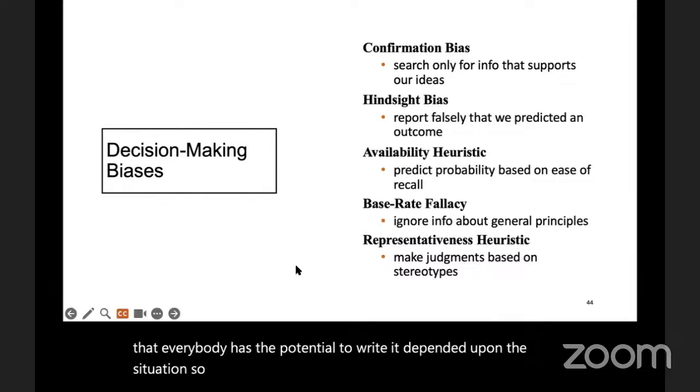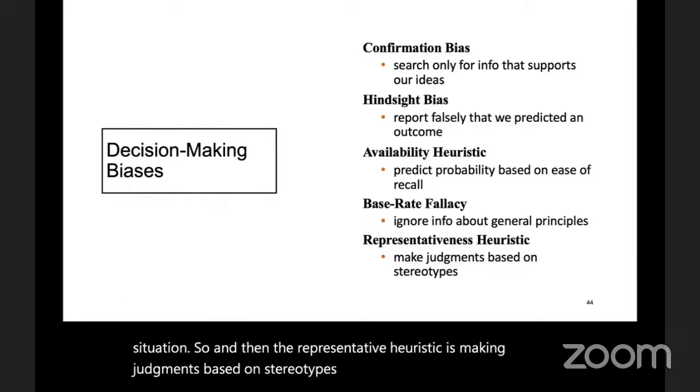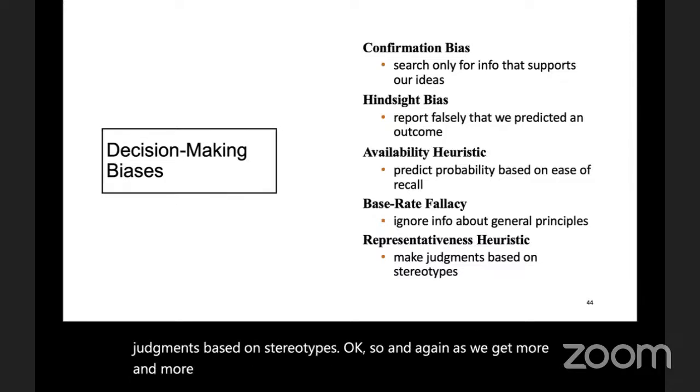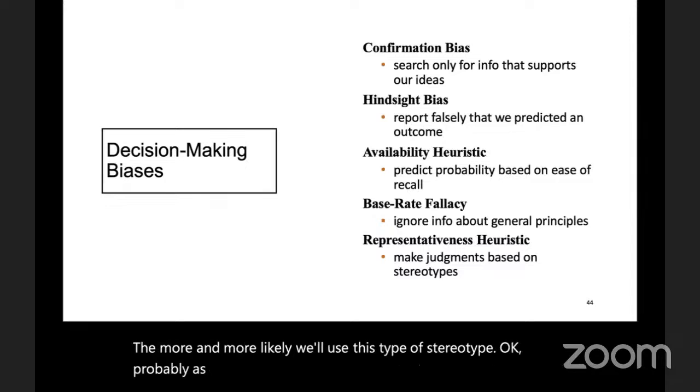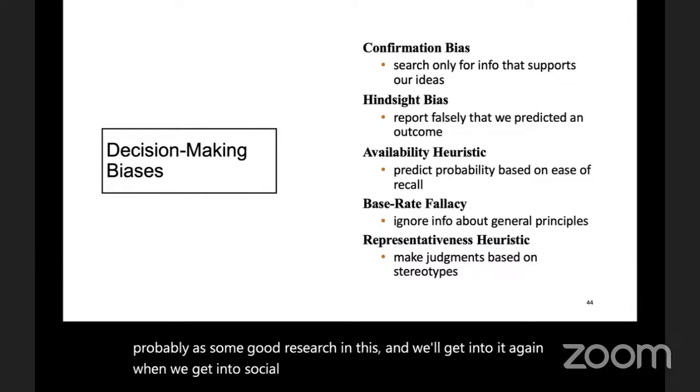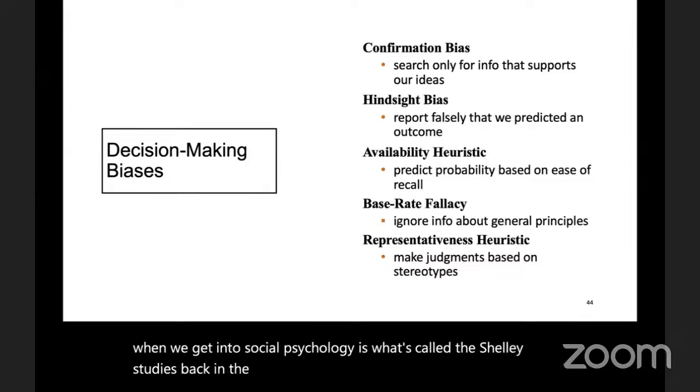And then the representative heuristic is making judgments based on stereotypes. Okay, and again, as we get more and more stressed, the more and more likely we'll use this type of stereotype. There's probably some good research on this, and we'll get into it again in social psychology. It's what's called the Shelley studies, back in the 80s and 90s.